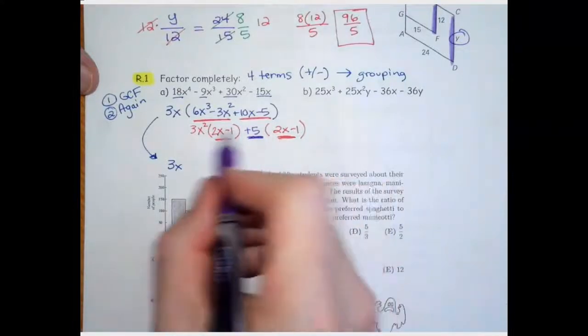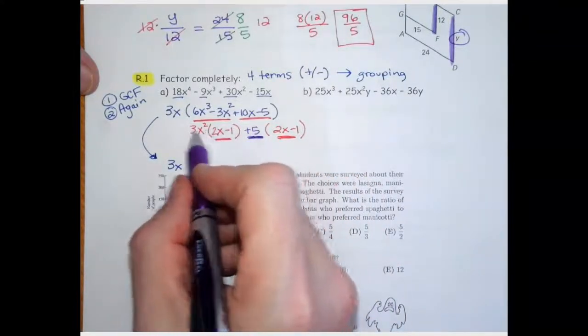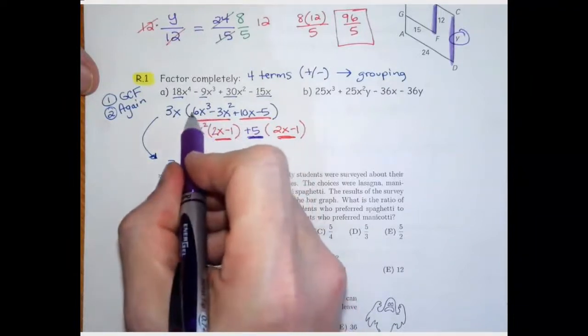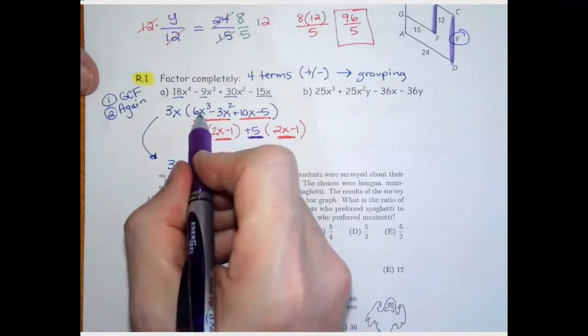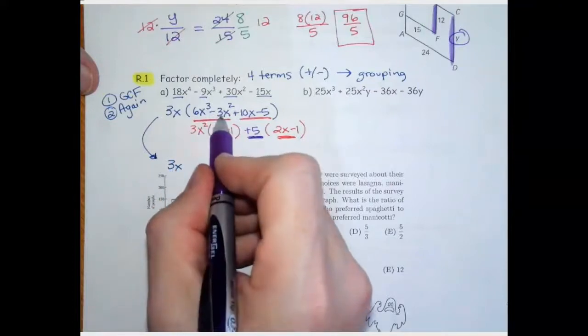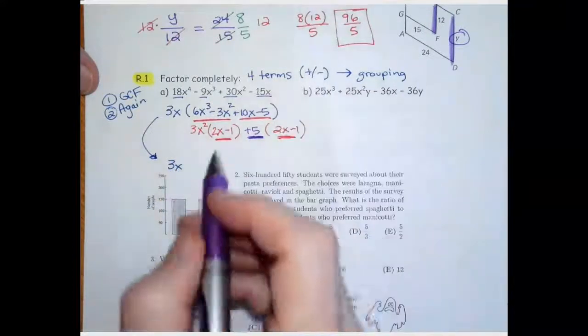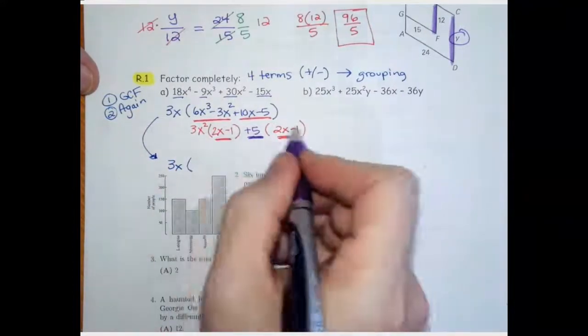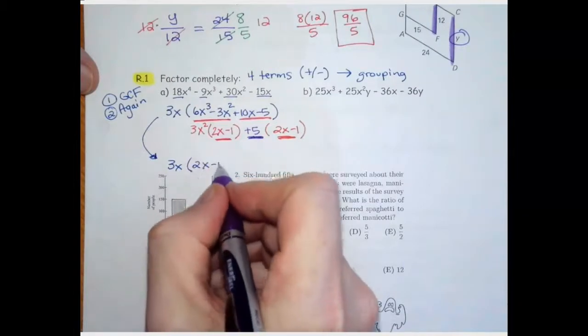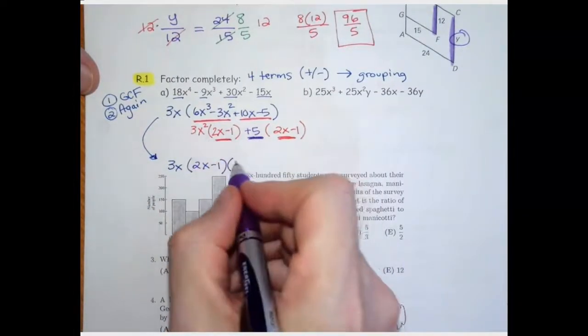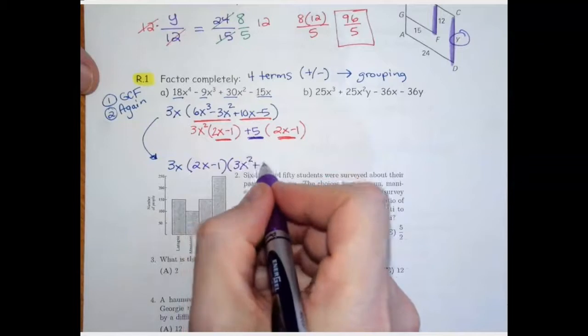So what do you see? What's the same? Remember, factors are multiplied. Here my factors are 6 and x cubed. So those are factors. These are terms. Terms are separated by pluses and minuses. So we're going to factor out the 2x minus 1, and that leaves us with 3x squared plus 5.